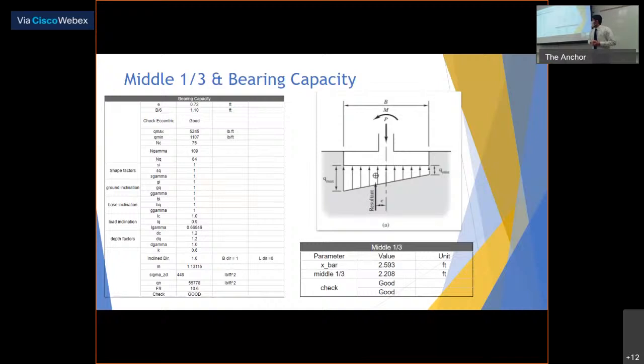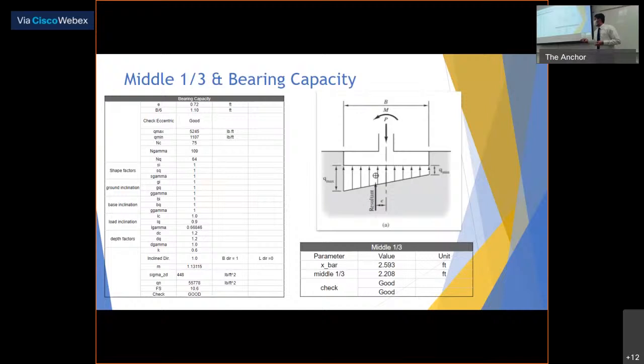For the bearing capacity check, we used Vesic's equation in order to calculate our shape factors, our ground inclination factors, and all these other factors that are listed on the left-hand side in this chart. We plugged each one of those values into our Vesic equation, and it provided us with a nominal bearing stress, as you can see at the very bottom here, of a value of about 55,000.